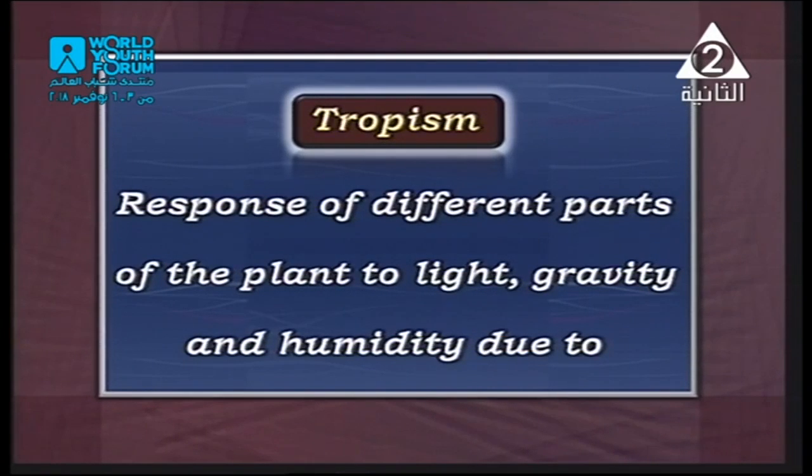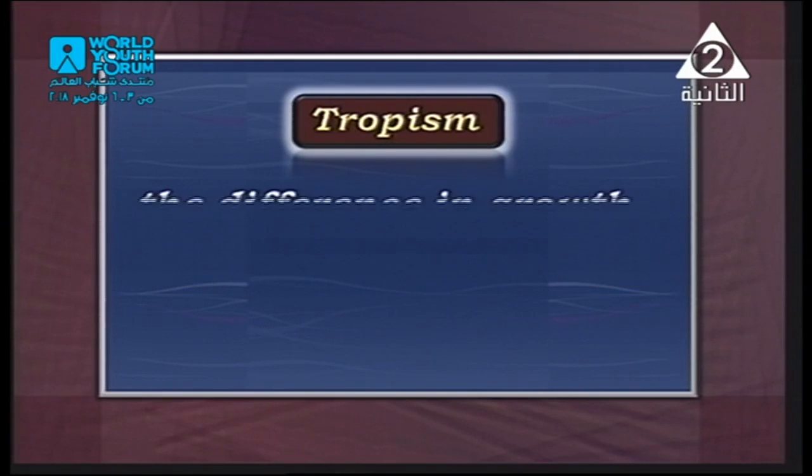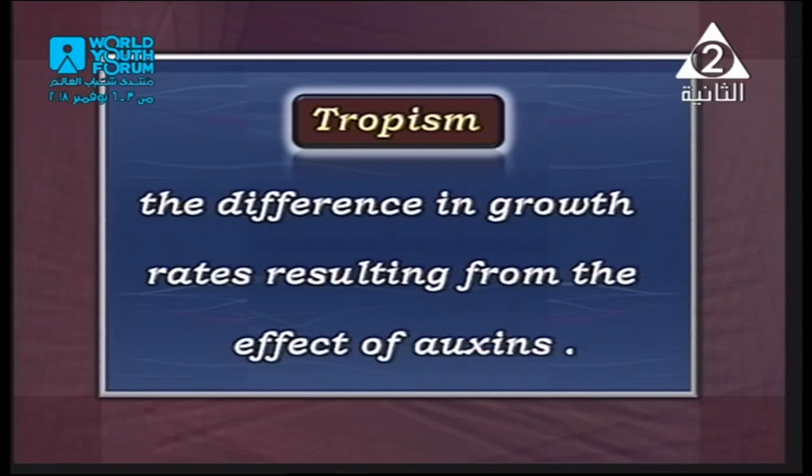Light, we call it phototropism. Gravity, geotropism. Okay? Well, we have two examples. But before starting the examples, you have to know that the main reason of tropism is the effect of auxins, and auxins are hormones of the plant. We're going to study them in the next chapter.